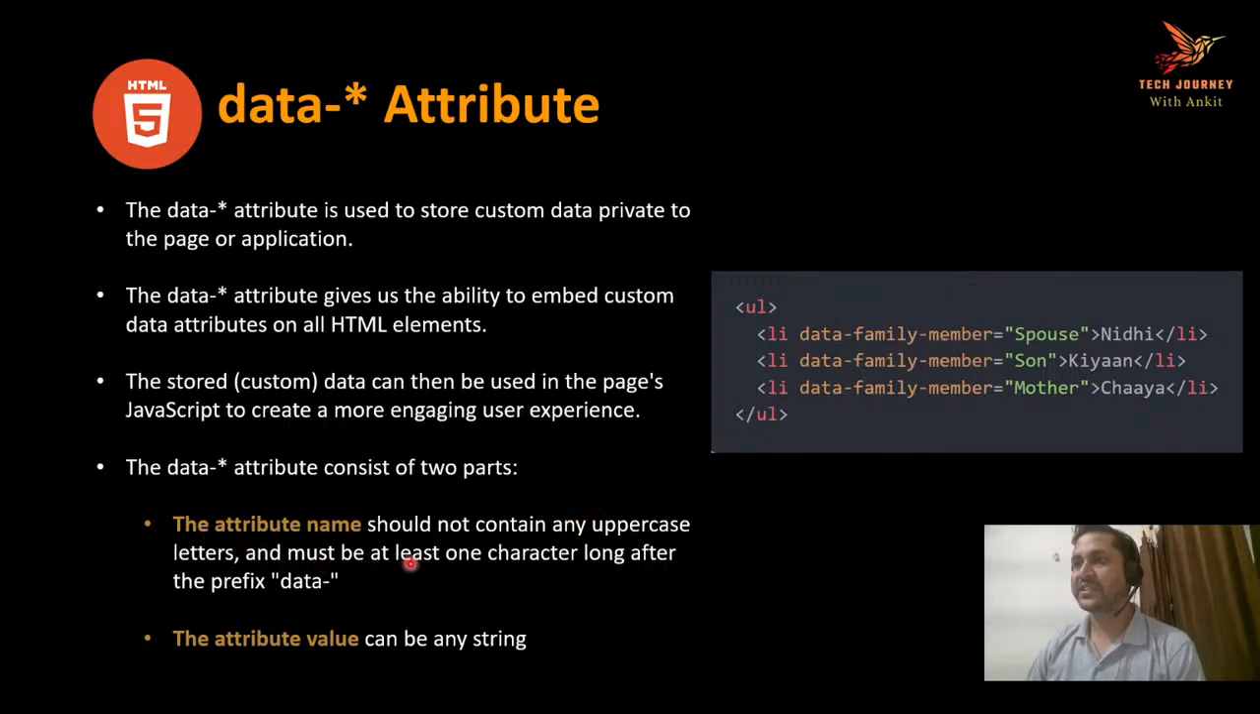The next one is that it must be at least one character long after the prefix data. You cannot use only data here. After the data hyphen, it is mandatory that you put either the ID or the family member or your name, but you have to always put something after the data in case you are using the data attribute. These are the few rules that you have to follow whenever you are using data attributes. Again, in the JavaScript section also I'll be covering how we can define the data attributes and how we can access them in the JavaScript file.